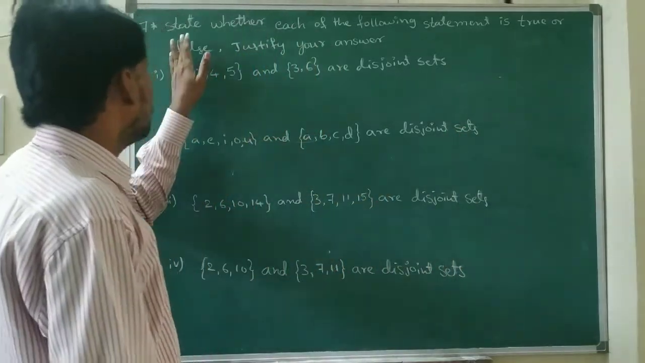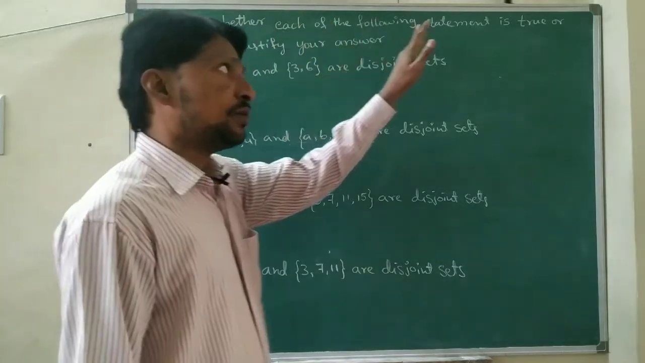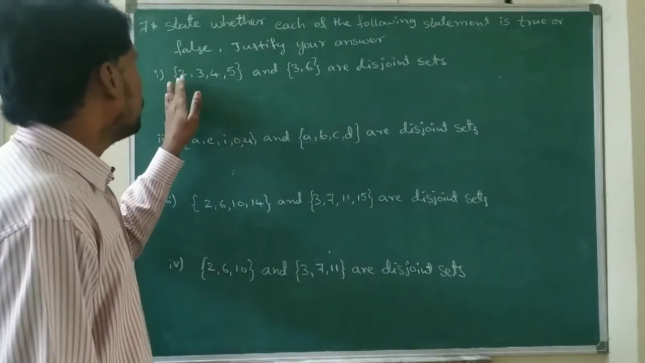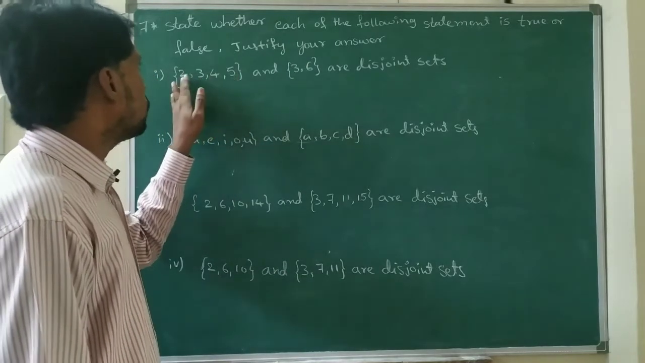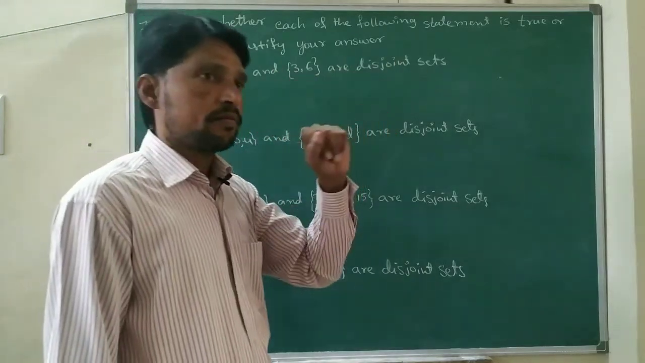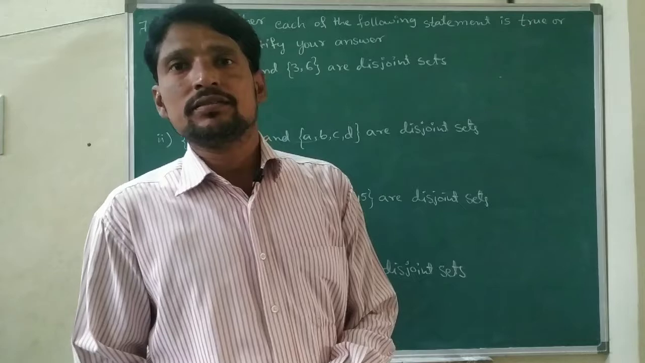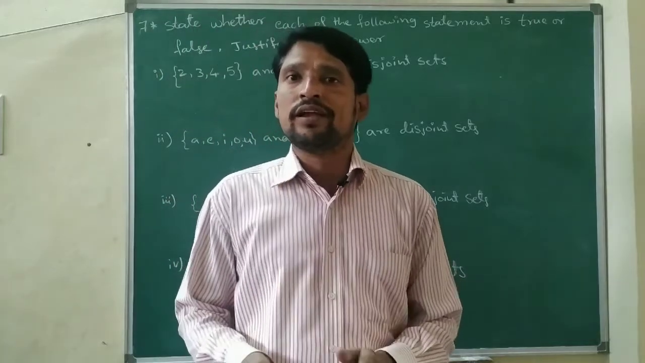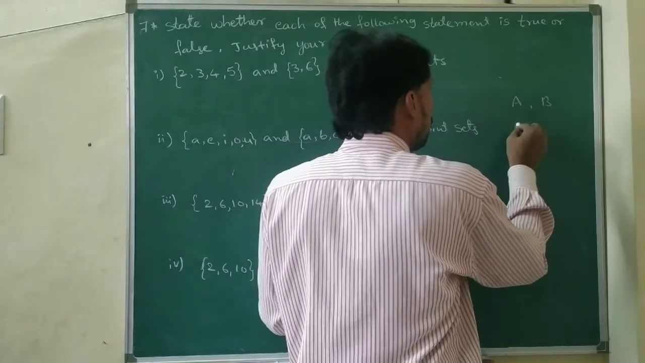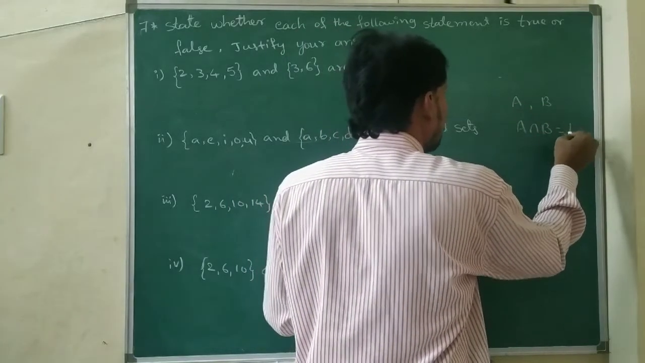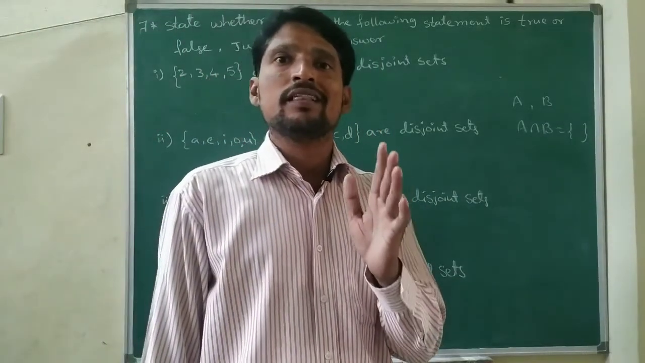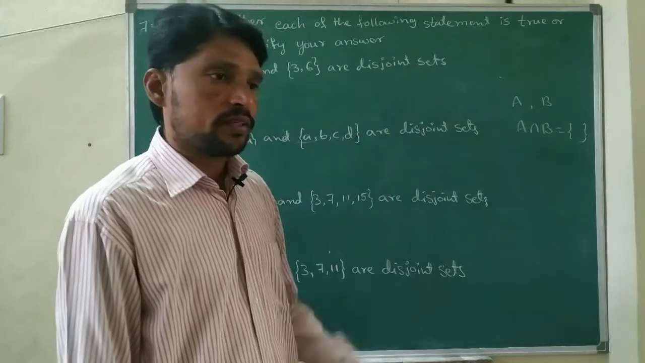Seventh problem: state whether each of the following statements is true or false. Justify your answer. First one: the set of 2, 3, 4, 5 and the set of 3, 6 are disjoint sets. So what is disjoint? The intersection of two sets is a null set, they are called disjoint sets. For example, A, B are two sets. If A intersection B is a null set, then those are disjoint sets.